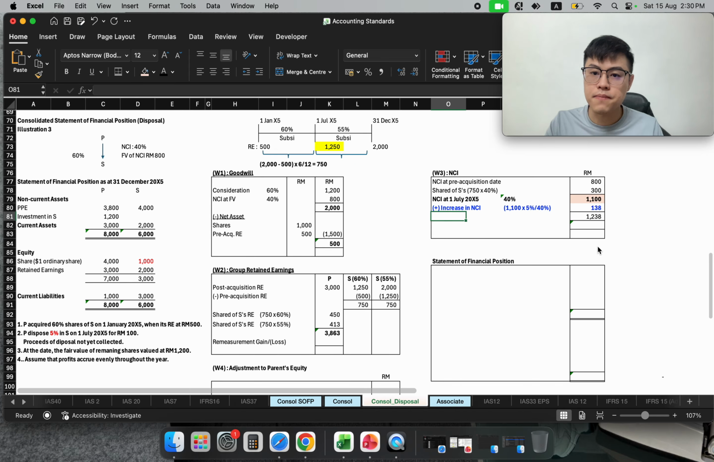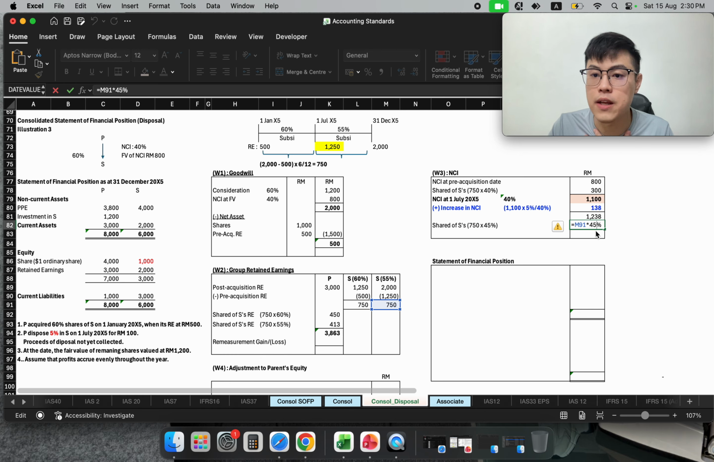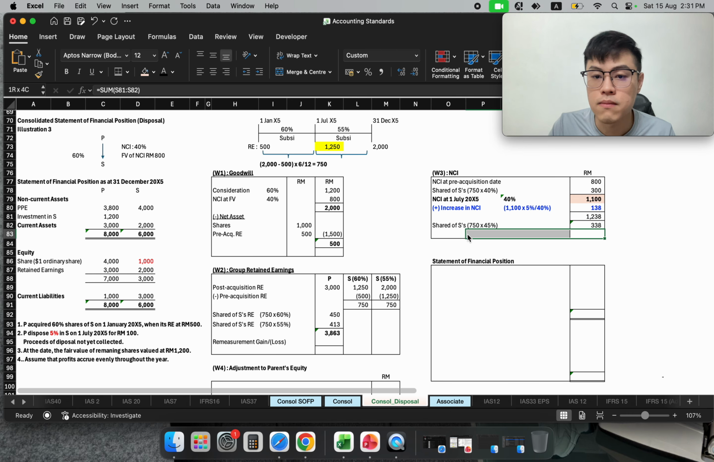So after that, we will need to share, after we hold 55%, they are holding 45%. So we will need to share this profit as well. So the NCI will be carried at 1575 at the end of the year.